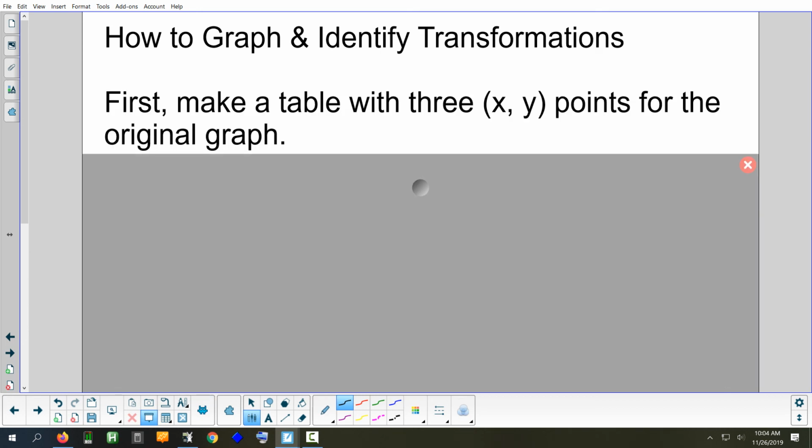Okay, so first thing you want to do to identify transformations is we're going to make a table, but today we're only going to do 3 coordinates. We're not going to do as many. Okay, yesterday we did 5. Today I'm just going to have you do 3 because you guys practiced a lot with 5 already. So we're gonna do less. So that's the first thing you want to write on your guided notes under how to graph transformations.